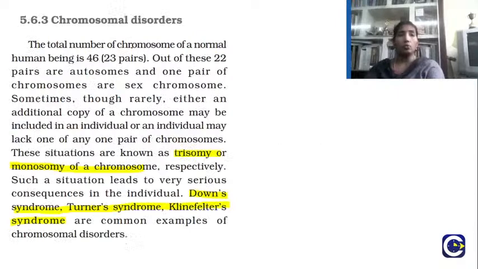So you see the chromosomal disorders. Normally we have 46 chromosomes, 23 pairs. In that 22 are autosomes, and one pair is sex chromosomes. So you can see that there will be either an additional copy or deletion of one copy, that is, loss of one copy of a chromosome. Such situations we can call trisomy or monosomy. Such conditions we see with Down syndrome, Turner syndrome and Klinefelter syndrome.